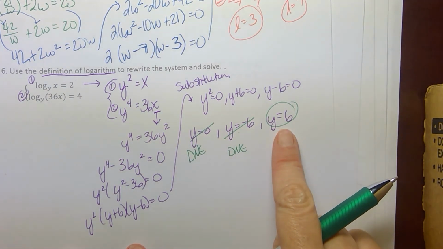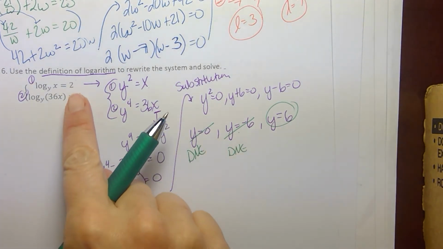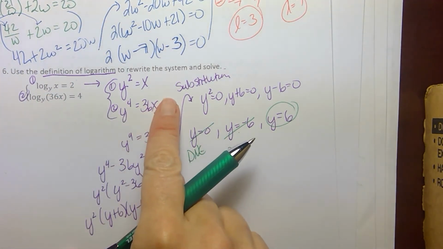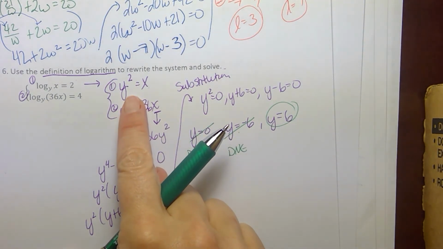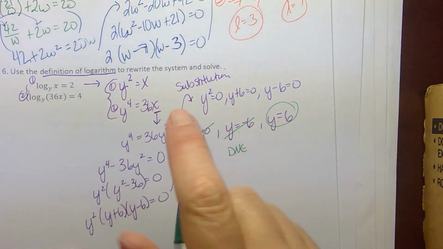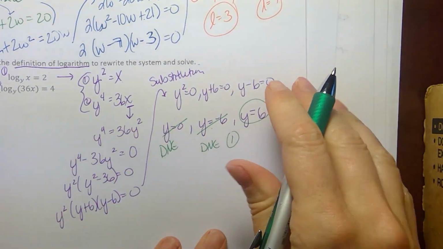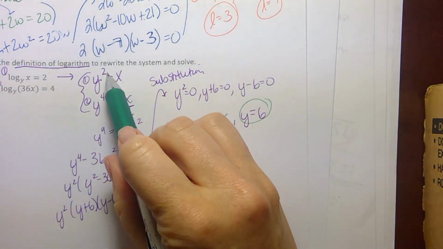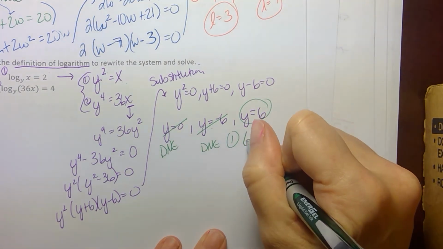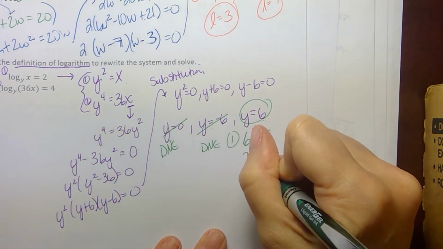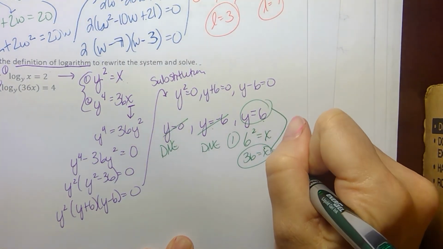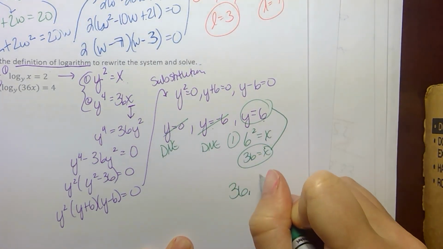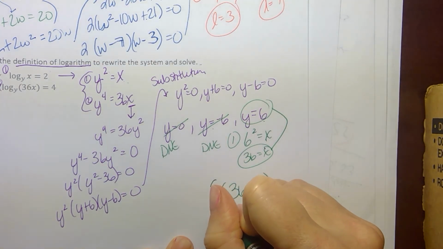I'm going to take this y equals 6 and I'm going to use substitution back in to solve for x. Now I can substitute it into one of my log equations or one of my exponential form equations. I'm going to choose this. In fact, this one, number 1 here, is the simplest one. So I'm going to say, okay, in equation number 1 is y squared equals x. Well, if y is 6, that is 6 squared equals x. So x is 36. So my ordered pair solution here is 36, 6.